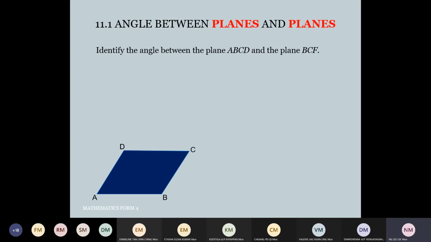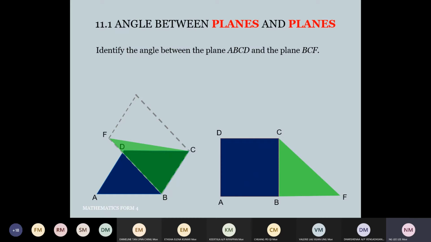You have a plane ABCD, a rectangle. Then you have another plane, BCF, which is a triangle. Before you open it out, they want you to imagine it this way: it is half of the original rectangle cut off. Therefore when you open out, this is what you see.